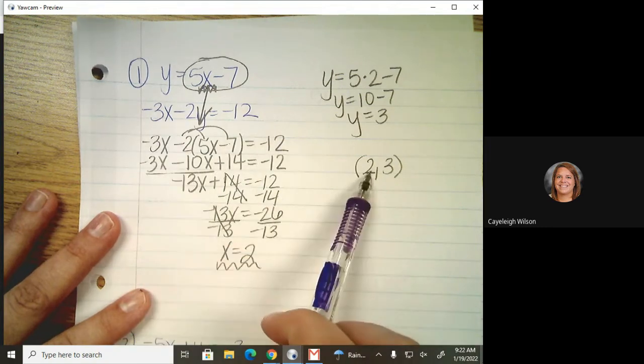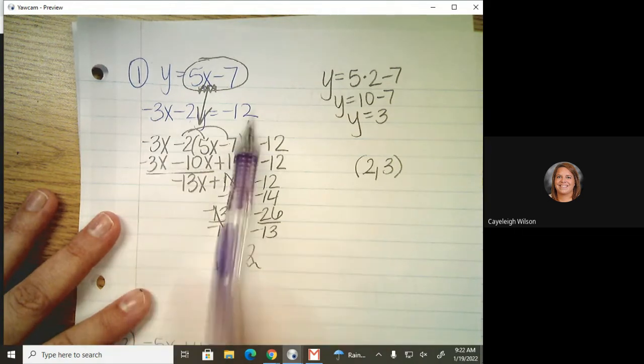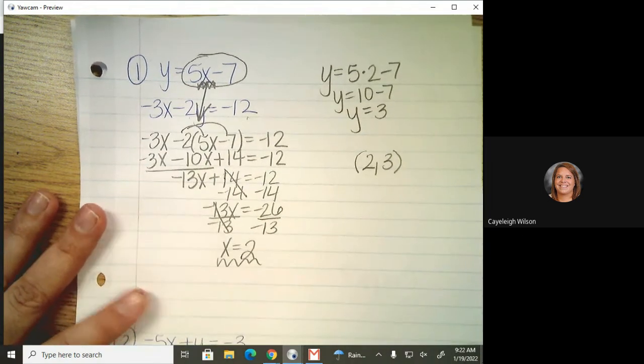Negative 3 times 2 is negative 6. Negative 2 times 3 is negative 6. And negative 6 minus 6 is negative 12. So it is the right answer.